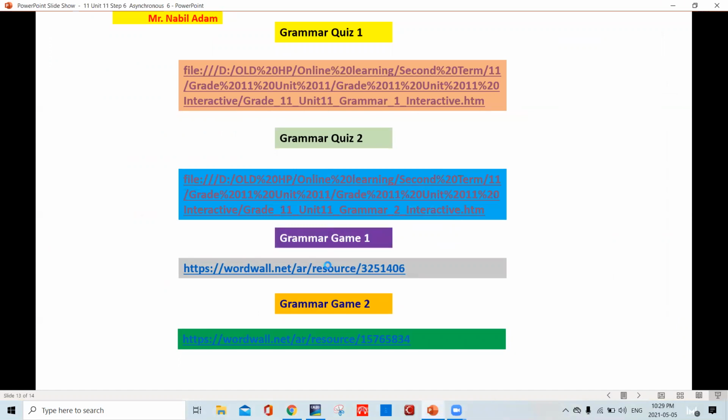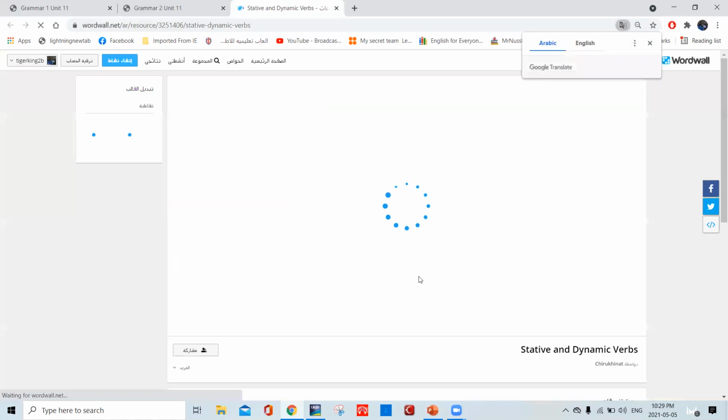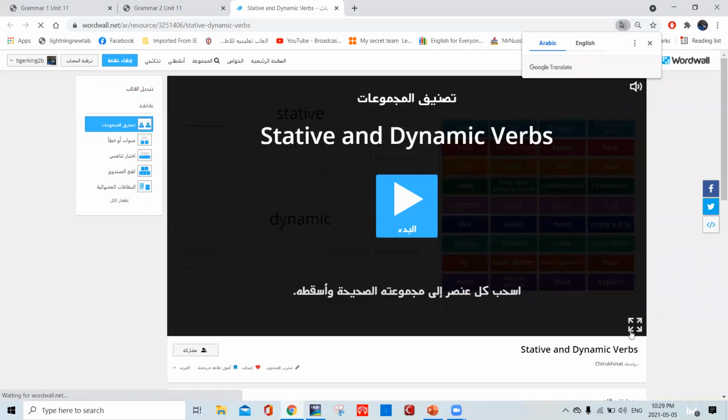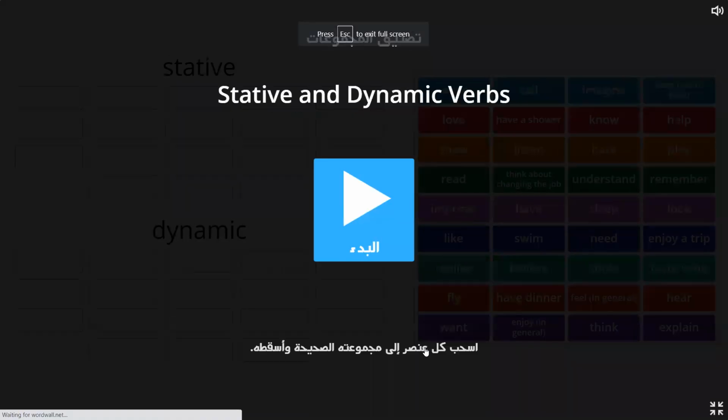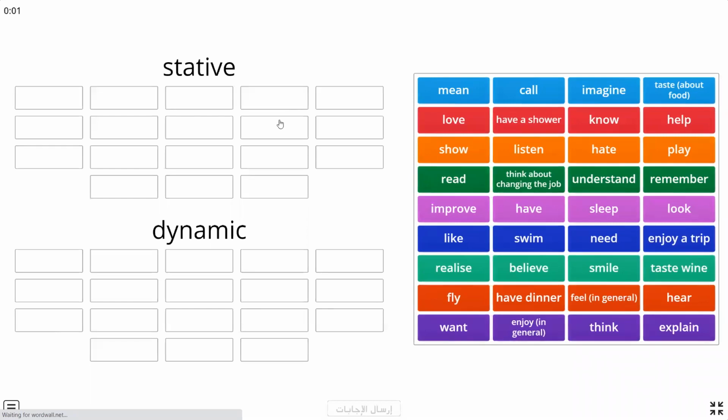Game number one. Okay, let's see. Stative and dynamic verbs. This is a game. It depends on the speed of the internet. Yes. Okay. What are you going to do? Drag each item to its correct group and drop it. We have here two groups, stative verbs and dynamic verbs. Look at the time. Be careful.